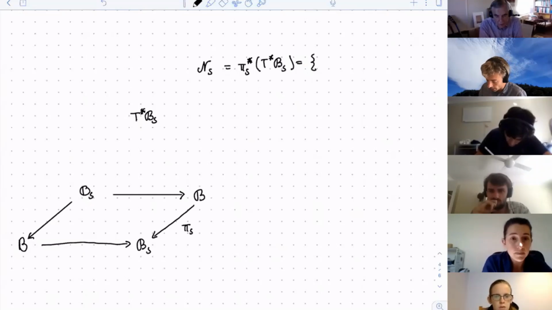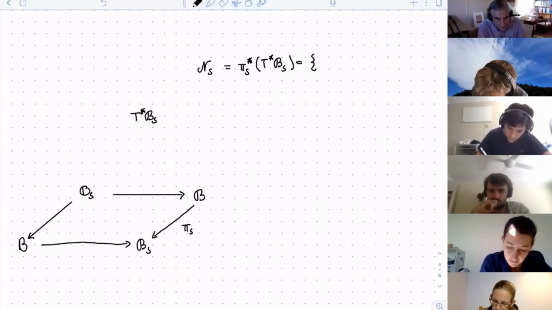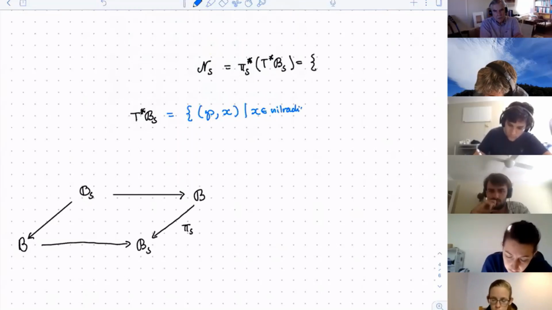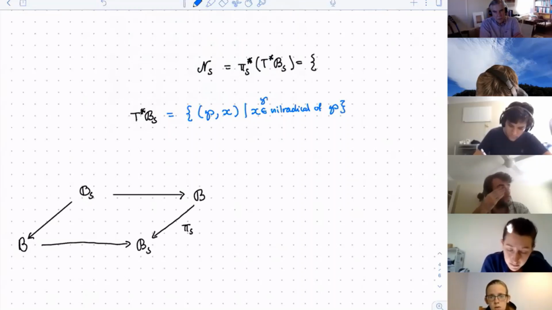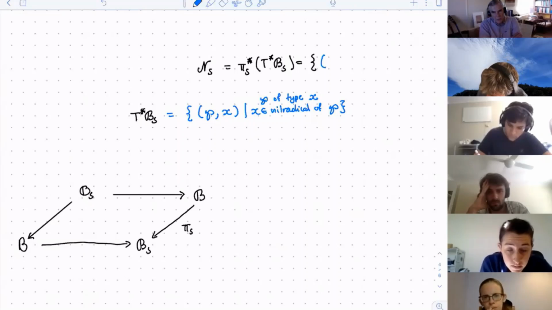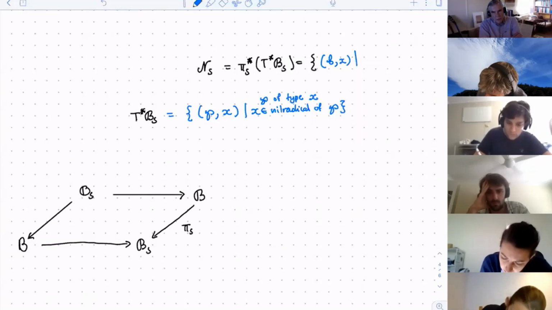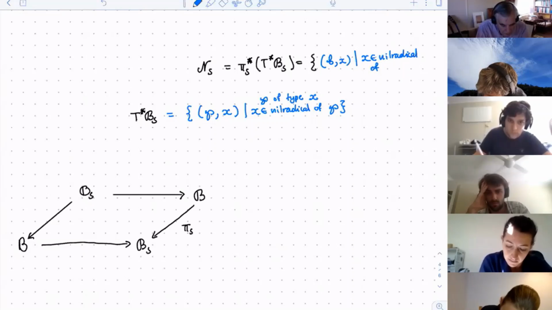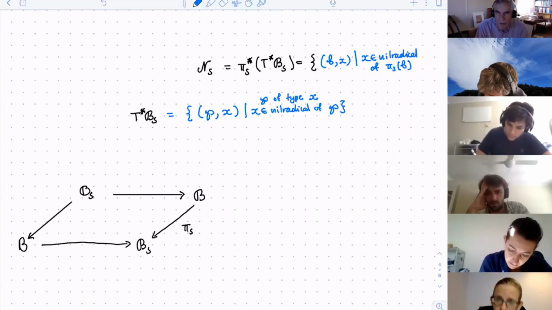And so down here, this cotangent bundle is the set of parabolic subalgebras of type S together with X, such that X is in the nil radical of P. And we have P of type X. So when we pull that back to B, what we get is B, X such that X is in the nil radical of pi s of B.